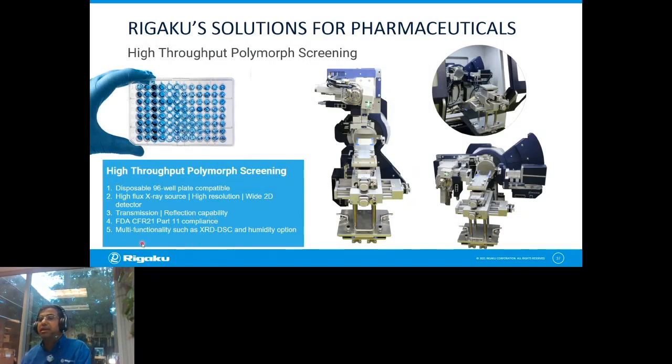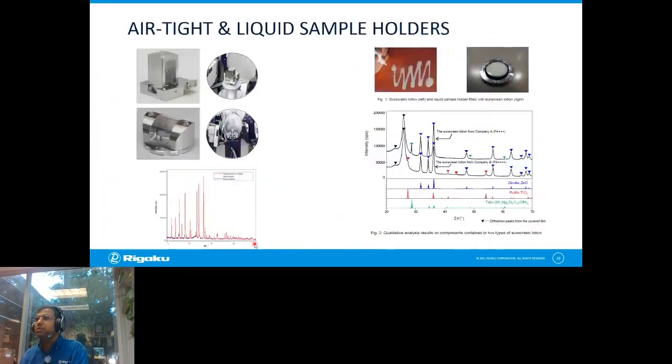transmission and reflection, both capabilities exist. And again, these are CFR 21 Part 11 compliant, and multifunctionality such as XRD, DSC, and humidity options are available. We have an airtight sample holder for samples which are either toxic or air sensitive. This is also a liquid sample holder. One such is shown, sunscreen lotion, and you can see that there are different forms present in this liquid that have been easily identified. Qualitative analysis of components contained in 2 types of sunscreen lotion are shown in this picture. So liquid samples are easily run, sample holders are there for such samples.